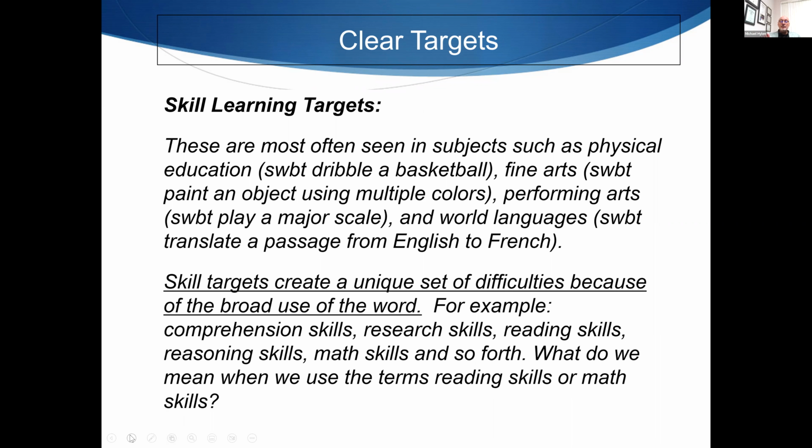Now, there are some unique difficulties because of the word skills, because now in education, you see things like comprehension skills, research skills, reading skills, math skills. That throws a little bit of complexity into the skill learning targets. But when I refer to it here, I'm referring to those things that are mentioned above: fine arts, physical education, things that require people to do something.